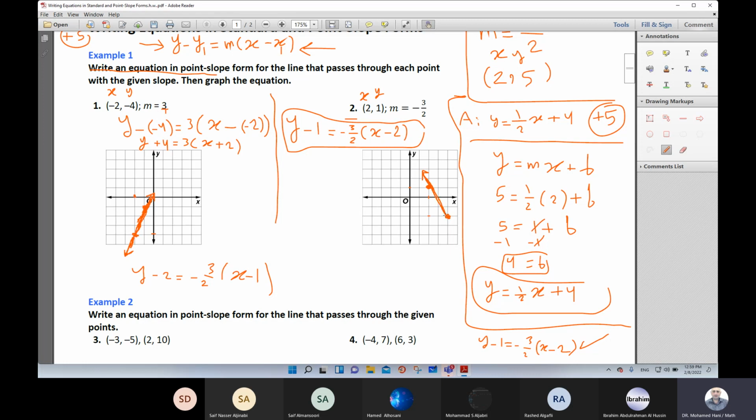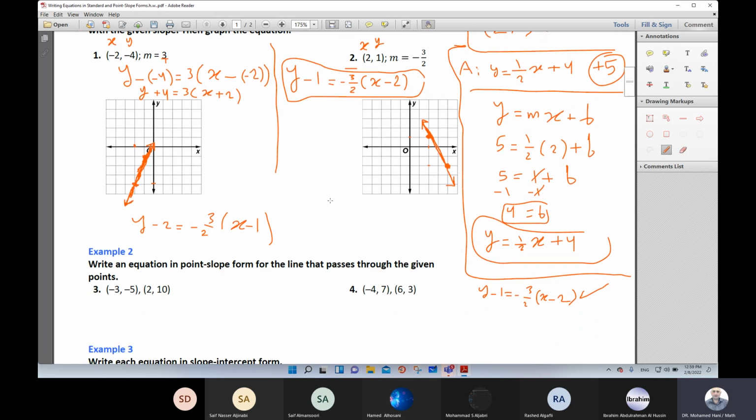Why is the 1/2 negative here? Oh, negative minus that. This is the standard form of the equation: y minus, and here x minus. Okay? Do you have any question here? Is it clear for all?